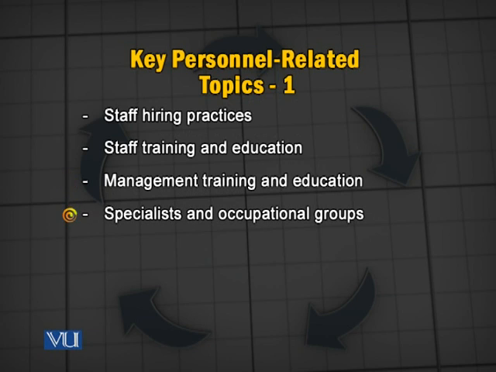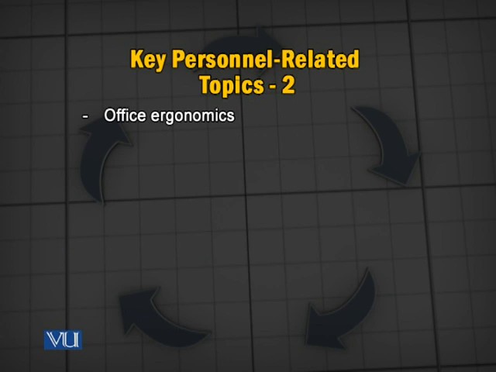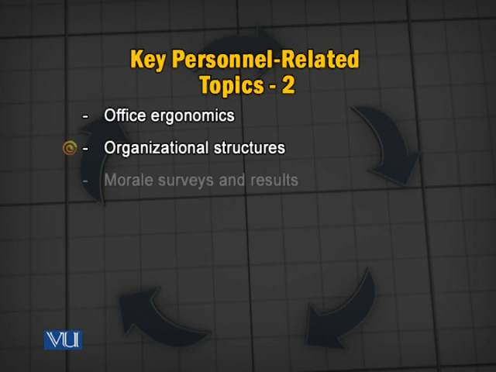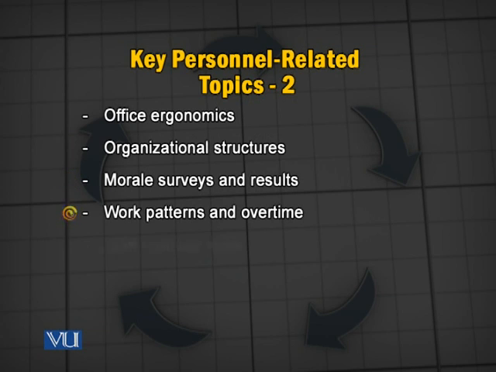specialists and occupational groups, compensation levels. Then there is office ergonomics, organizational structures, morale surveys and results, work patterns and overtime, and staff turnover rates. As you can see, these topics are considered additional factors or personnel related factors which perhaps are not considered directly part of the process improvement, or they're not considered part of the productivity.